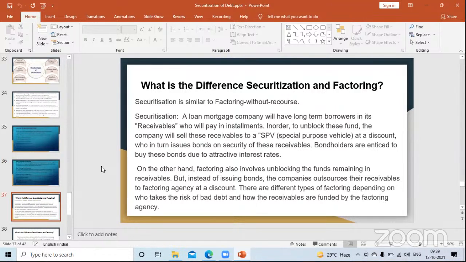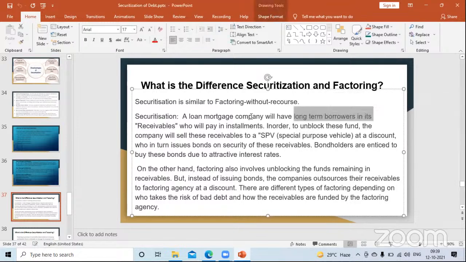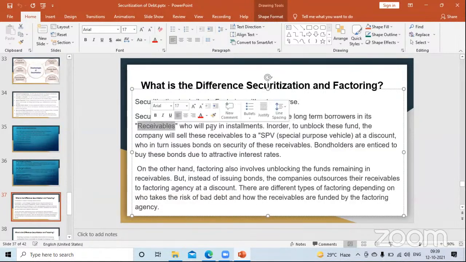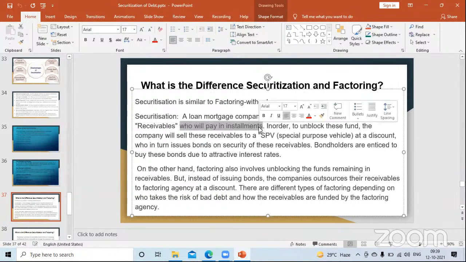Difference between securitization and factoring. See what happens, no? In securitization, a loan mortgage company will have long-term borrowers like 10 years, 4 years, 5 years, 15 years. Like that, you will have long-term borrowers in your receivables. You will sell all these receivables to a special purpose vehicle, which will pay you the installments.